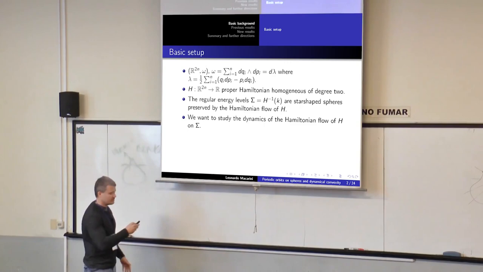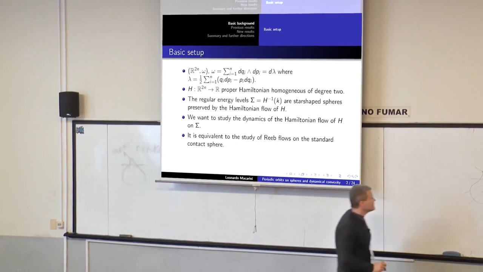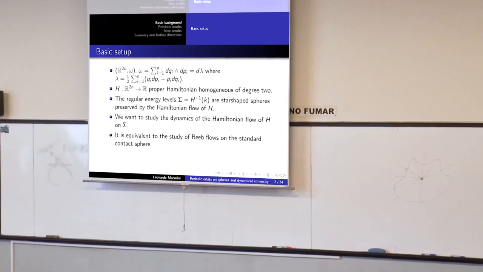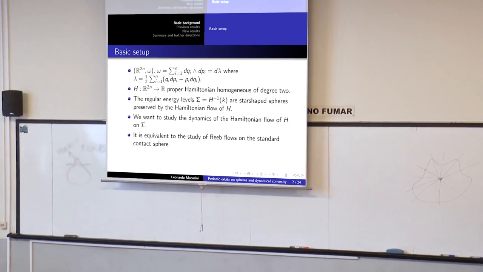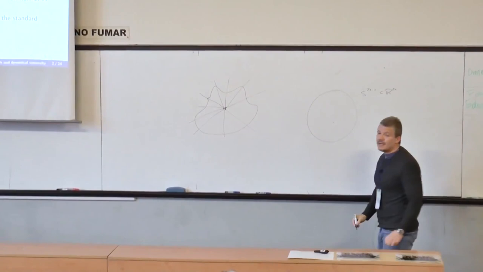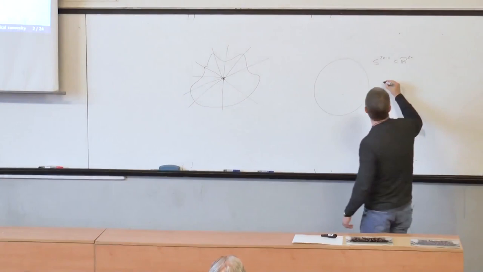It turns out it's easy to see that the study of these dynamics, the Hamiltonian flow on this star-shaped hypersurface, is equivalent to the study of the dynamics of Reeb flows on the standard contact sphere. What it means is, if you take, for instance, a round sphere S^(2n-1) in R^2n, and then you restrict lambda, the Liouville form, to the sphere. Let me call alpha the restriction of lambda to this sphere.